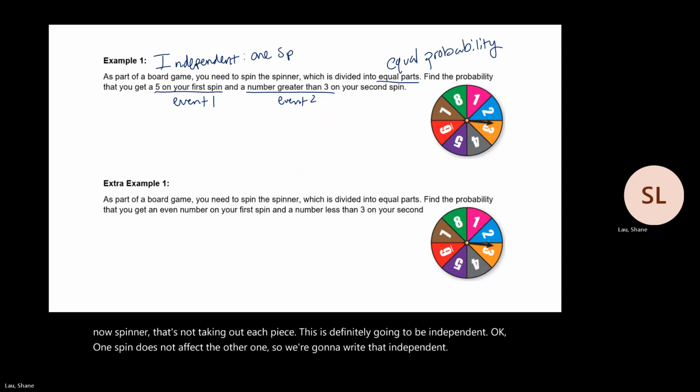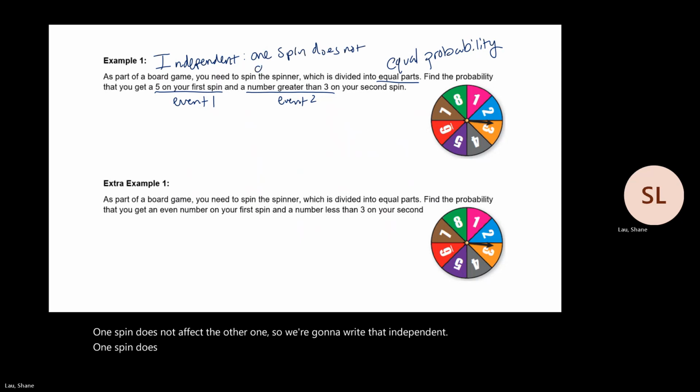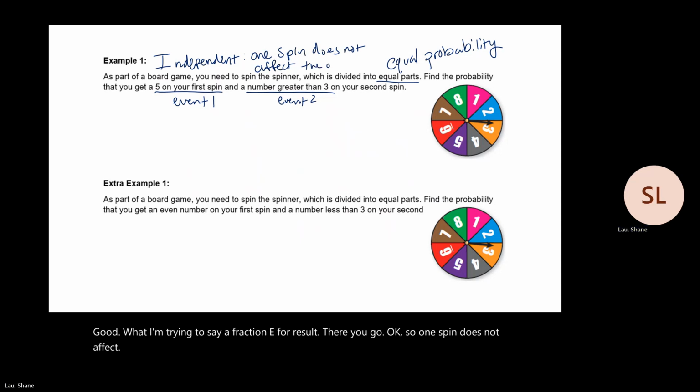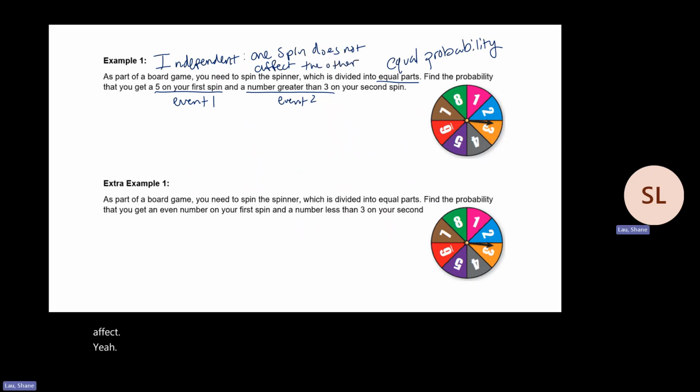One spin does not affect the other. A fraction for the result. There you go. Okay. So one spin does not affect the other. And so because it's going to have those like that, we understand this.